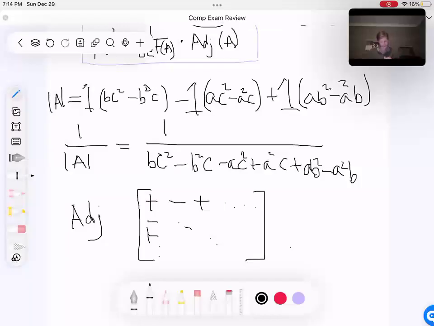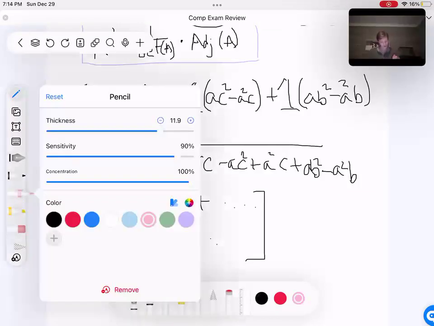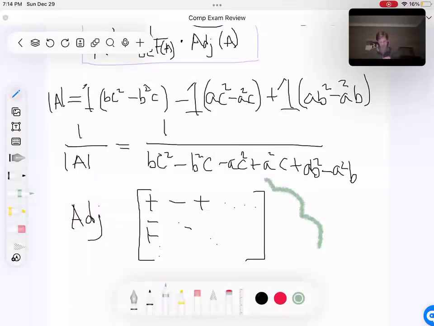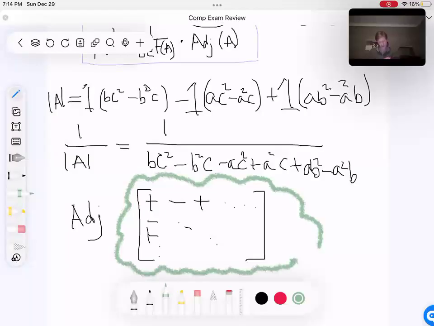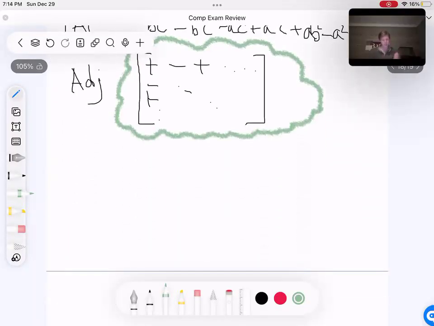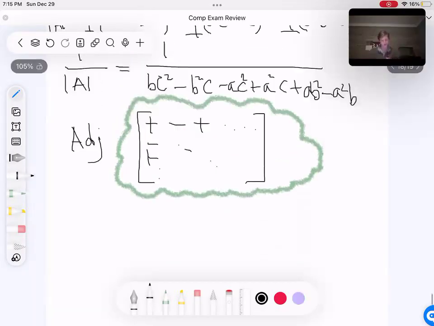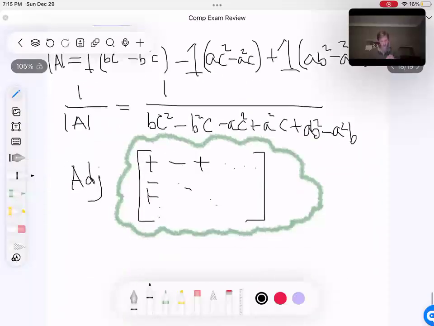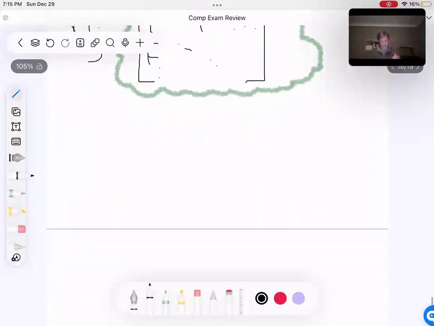We're going to use this, and actually I'll make it a different color. Yeah, there we go. We're going to use this, multiply the sign by the determinant of the minor, and then we are going to take the transpose of all of that. So it's a three-step process, right? So let's take a look at our matrix. I'll write it here again.